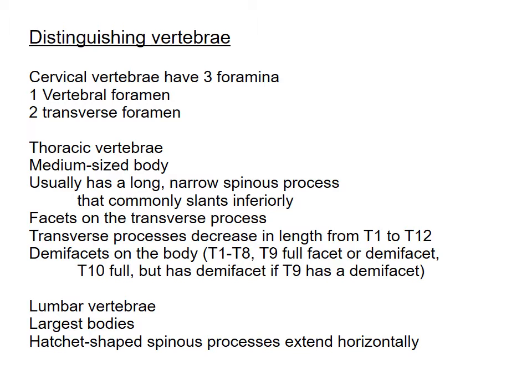The thoracic vertebrae have a medium-sized body. They have a fairly long spinous process, and it slants down, so it slants inferiorly. There's facets on the transverse process for the ribs. There's also demifacets on the body for the ribs. Lumbar vertebrae have the largest bodies, and they have a spinous process. That's the part that sticks out the back. You can feel that on your back, and that's a spinous process that's called hatchet-shaped. It's kind of flat. Next slide.